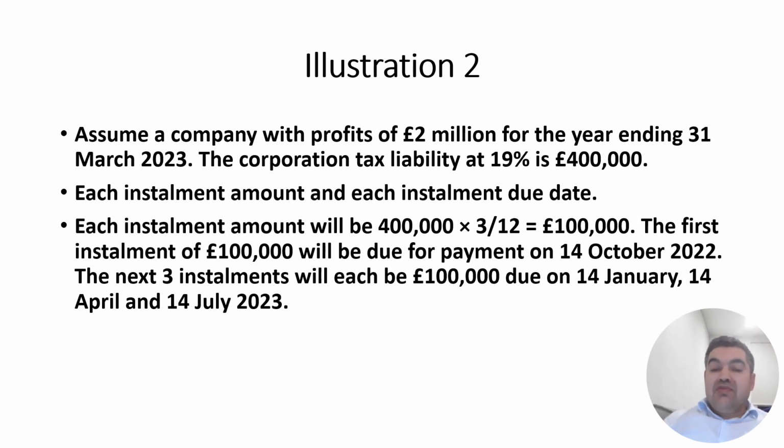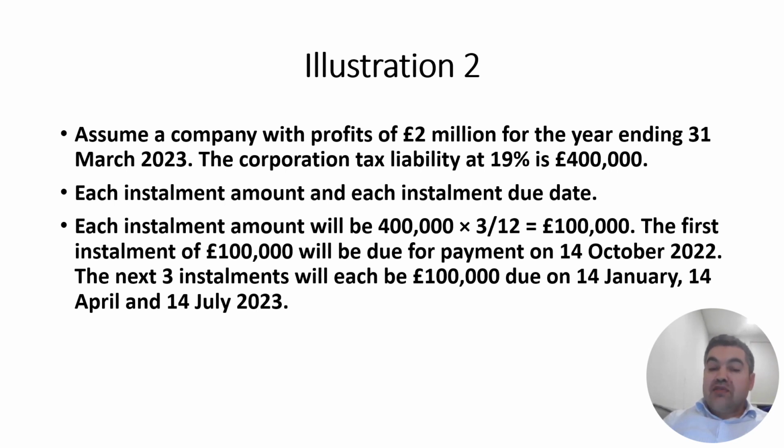Assume a company with a profit of 2 million for the year ending 31st of March. Corporate tax liability is 400,000. So the accounting period is 12 months long. So each installment will be 3 divided by 12 multiplied by the corporate tax liability. So that is 100,000 each installment.